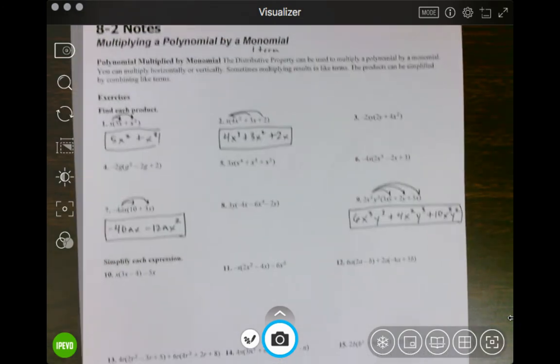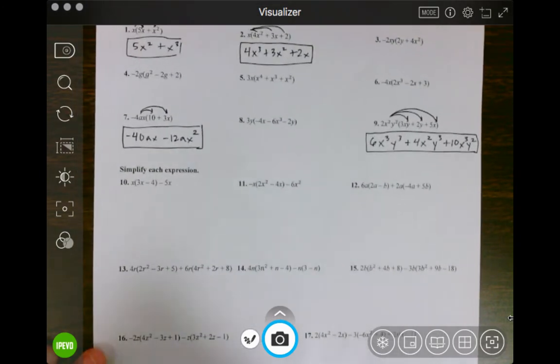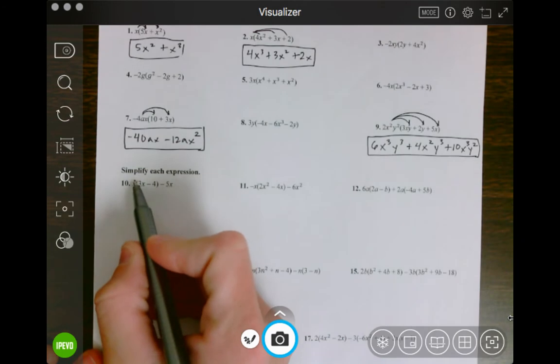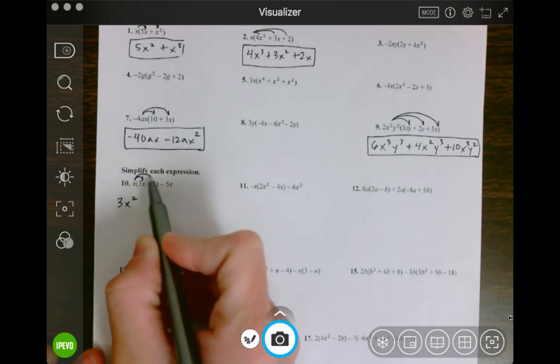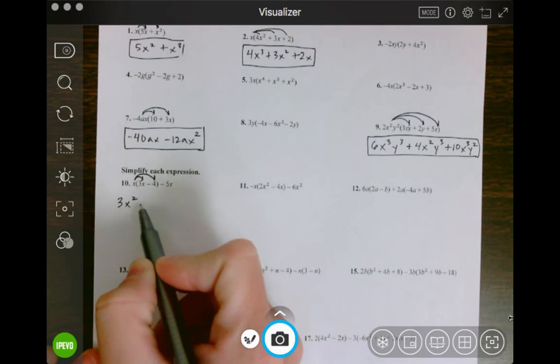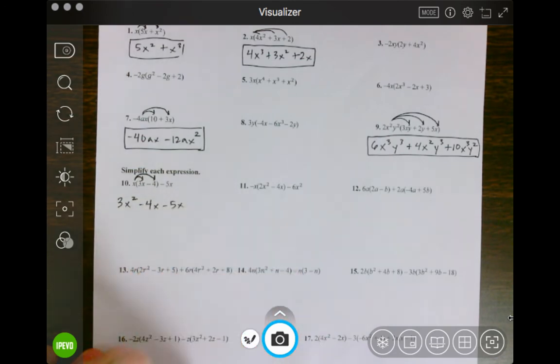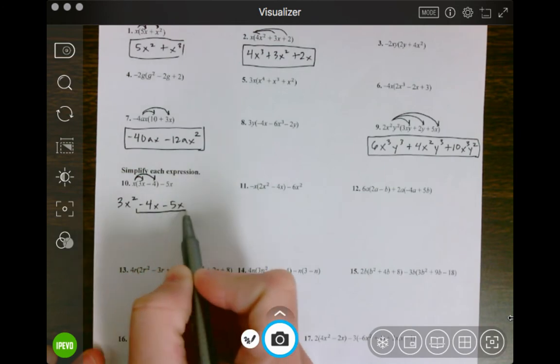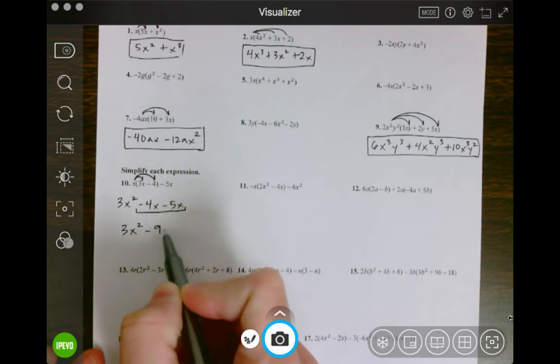Number 10 is kind of the same thing, but then we just need to simplify, so combine like terms at the end. So I'll distribute my x. So we have x times 3x gives me 3x squared. X times negative 4 gives me negative 4x. And then I have minus 5x. And then I can combine these. So negative 4x, negative 5x gives me negative 9x.